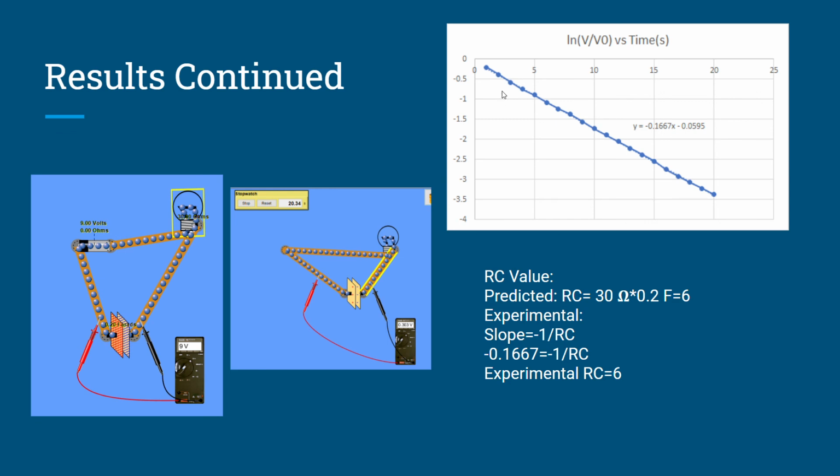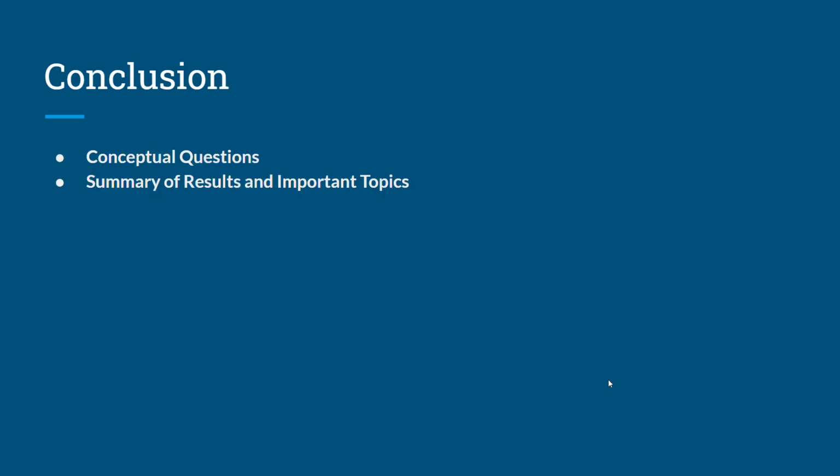And so when we graph the natural log of the voltage difference divided by the initial voltage difference versus time, we get this line, and so the slope of this line is equal to -1 over RC, and as you can see, the predicted RC value was 6, and our experimental was 6, which is good.